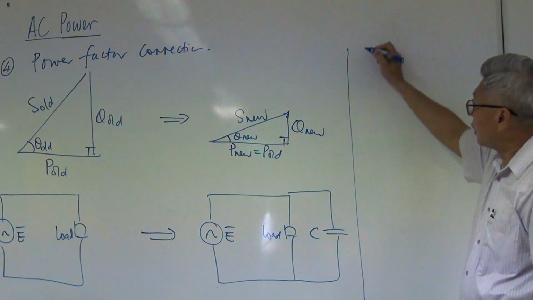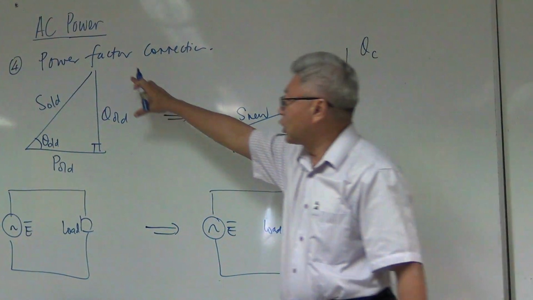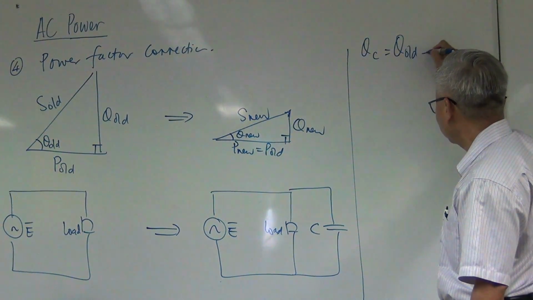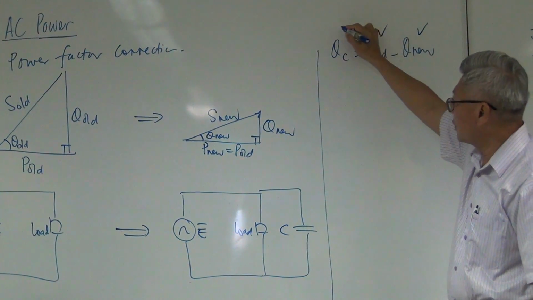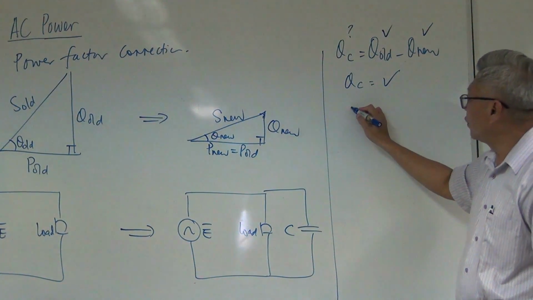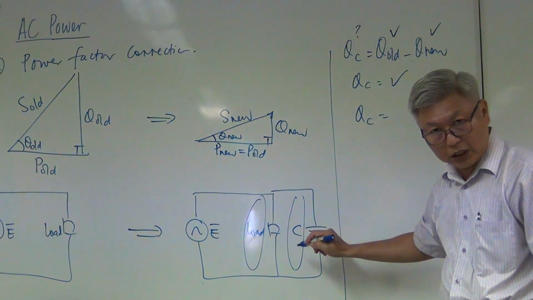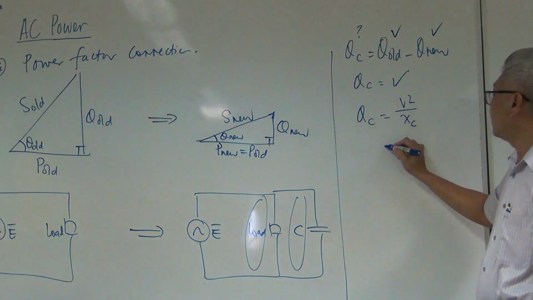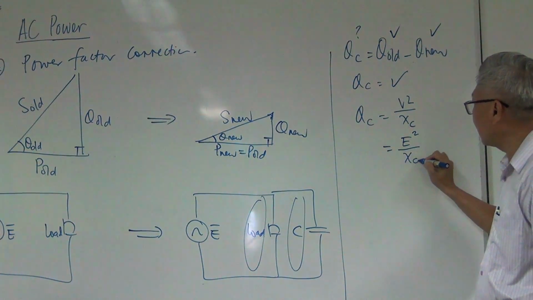Now, the QC, which is the one contributed by the capacitor, do you agree it is QO minus Q new, equal to QC? And since I know the values, QC can be found. And if you do recall, this is a parallel system. The voltage here is E. What is the voltage here? Also E. So QC is equal to V squared over XC, where V is my E, squared, and my XC is like this. So this is the QC.